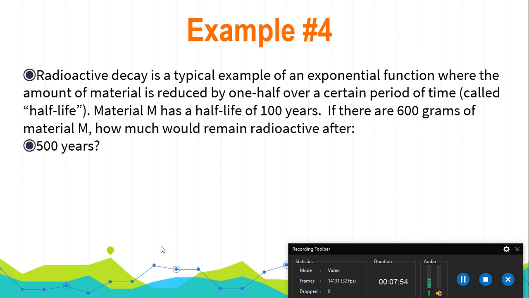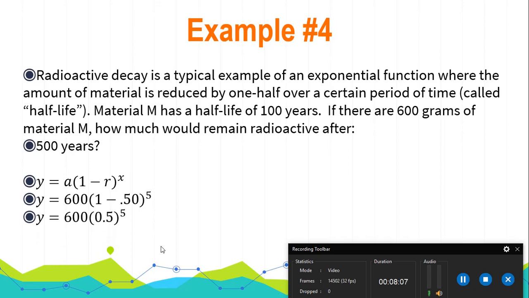If we solve it one more time and see how much is left after 500 years, everything is the same except for the power. So now the power is 5 cycles. And we're down to 18.75 grams of material M.